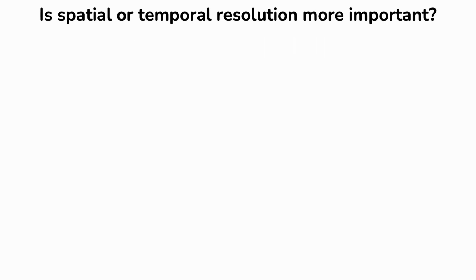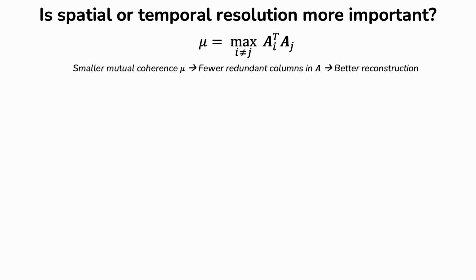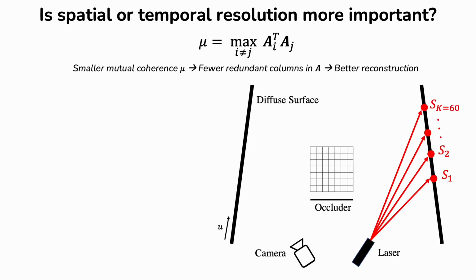We now quantify the importance of spatial resolution versus temporal resolution using a metric known as mutual coherence. Mutual coherence measures the similarity between two column vectors. The smaller the mutual coherence, the fewer redundancies in A, and the more recoverable your voxel occupancy, based on compressed sensing theory. To better understand this, consider the two-wall setup.